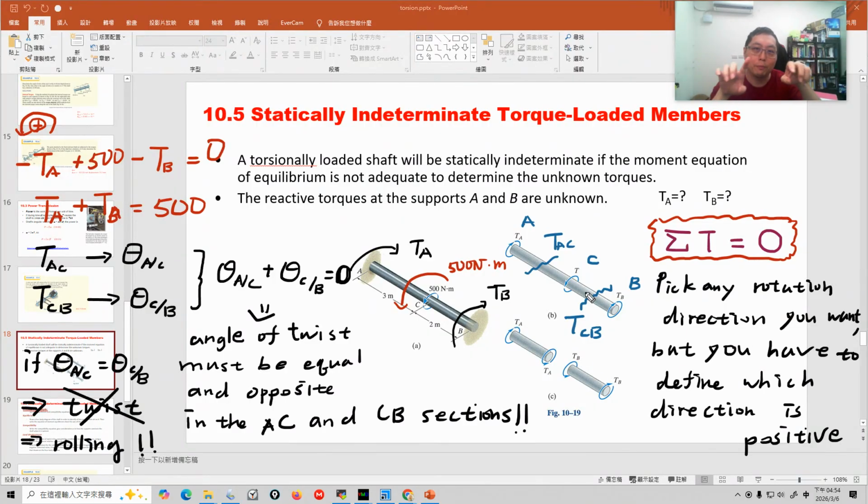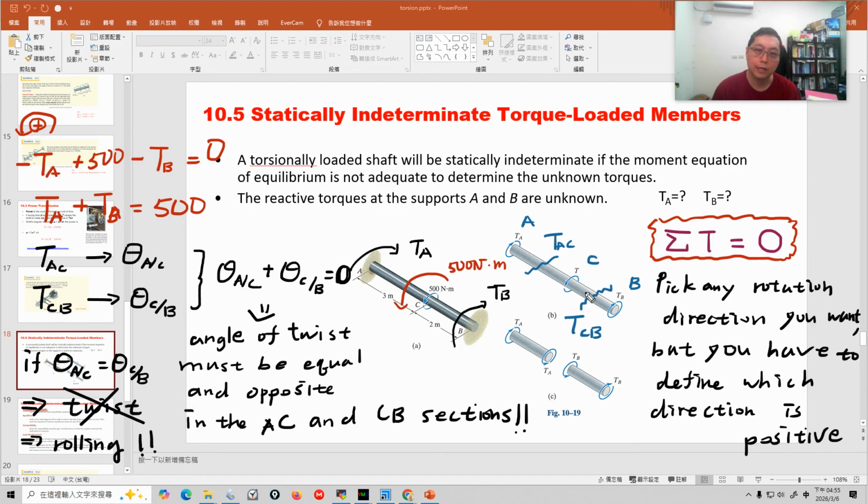So the angle of one must be equal and opposite. That's called twist. If it is the same direction or the same amount, that means rolling. Right now we are at the state of twist, this way or this way. Equal and opposite.